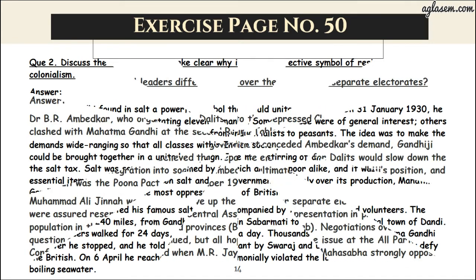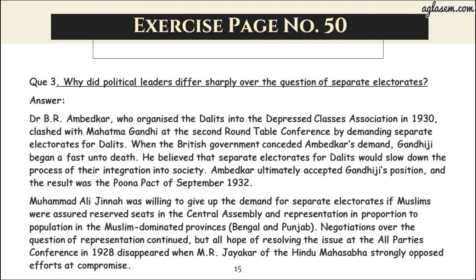So now let's come to question number 3, which says, why did political leaders differ sharply over the question of separate electorates? So the answer is: Dr. B.R. Ambedkar, who organized the Dalits into the Depressed Classes Association in 1930, clashed with Mahatma Gandhi at the Second Round Table Conference by demanding separate electorates for Dalits. When the British government conceded Ambedkar's demand, Gandhiji began a fast unto death. He believed that separate electorates for Dalits would slow down the process of their integration into society. Ambedkar ultimately accepted Gandhiji's position, and the result was the Poona Pact of September 1932.